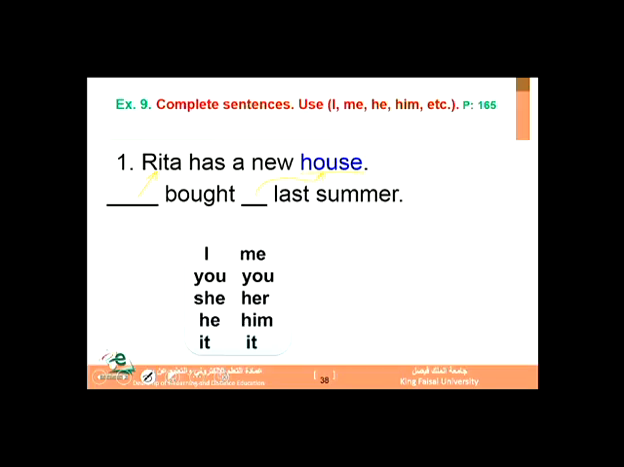Now, if we look at this sentence, we will find that the pronoun that refers back to Rita, a female name, is the pronoun she. And the pronoun that refers back to the house is the pronoun it. In other words, Rita has a new house. Rita bought a new house last summer. So the pronoun has the same meaning of the noun they refer to.